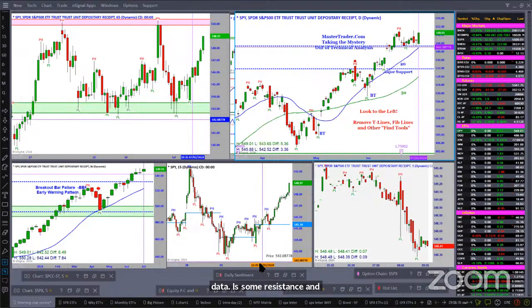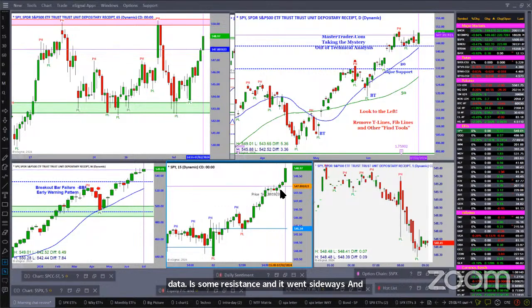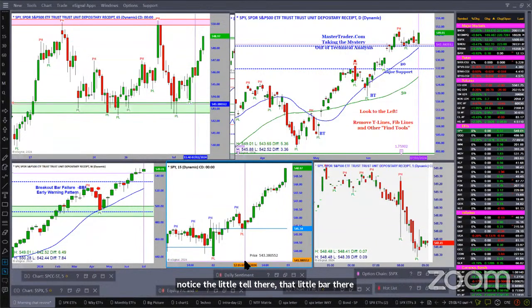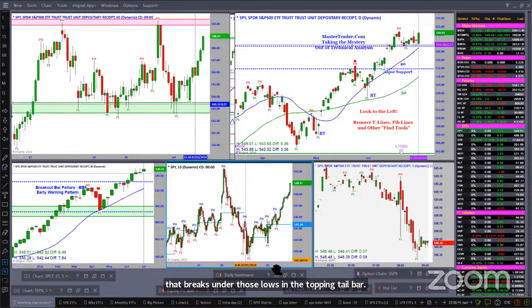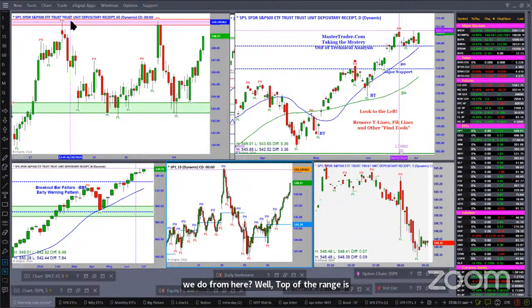And notice the little tail there, that little bar there that breaks under those lows in the topping tail bar. And then it continued higher and so on. So now, what do we do from here? Well, top of the range is up in this area with the two pivot highs. Can it get up there today?